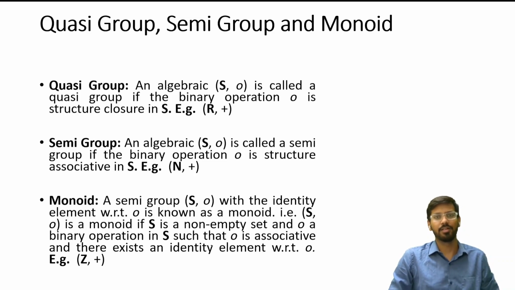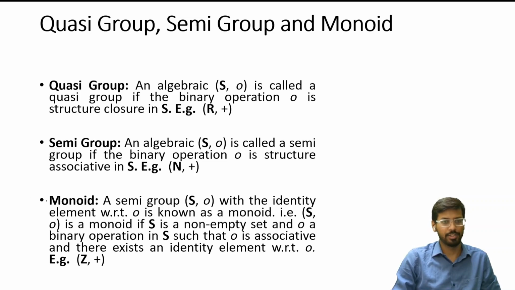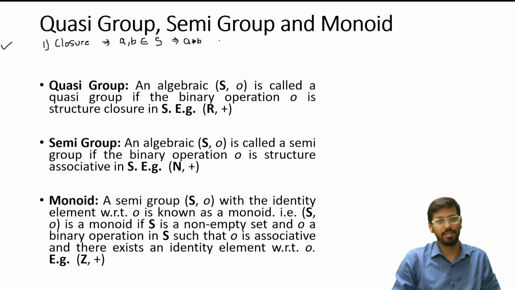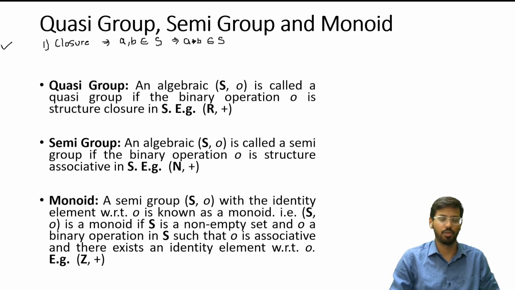So now we will classify a set into quasi group, semi group, monoid, and group. First we will define the basic properties. So first property is closure. Closure means if A and B belong to some set S, then A binary operation B should also belong to the same set S. So then we will call it closure.